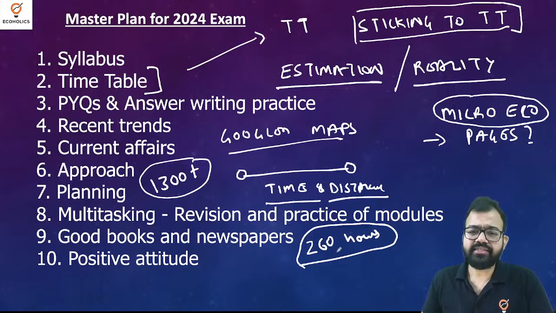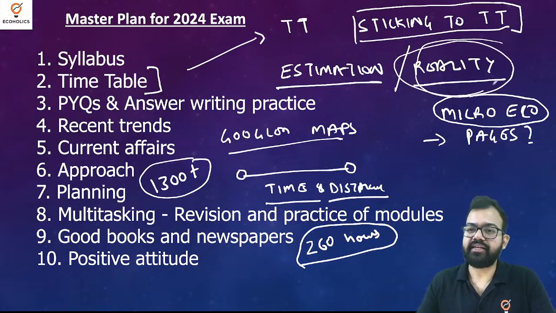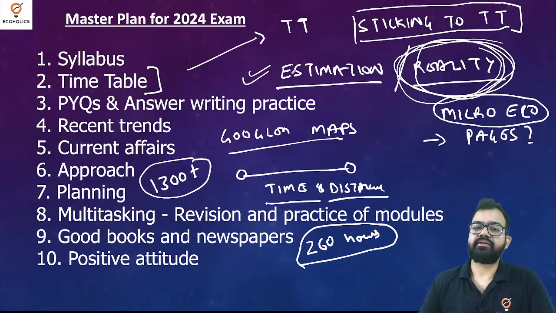If you have 260 hours needed and you are able to study 2 hours per day, it means almost 6 months just to read Advanced Microeconomics by H.L. Ahuja. I hope you are able to understand. What I am showing you is the reality, and the estimation is just basic mathematics.